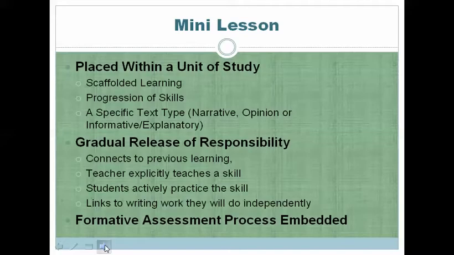So, a little bit more. Mini lessons are placed within a unit of study. So, you might have in front of you one of these MAISA units, and you'll know that the teachers who wrote these units and piloted these units are continuing to improve upon the work of other teachers as we stand on the shoulders of many writing experts in our state and beyond. All of these mini lessons have been very planned out to fit within a progression of a unit of study. The learning is scaffolded and it builds one upon the other as far as days are concerned.